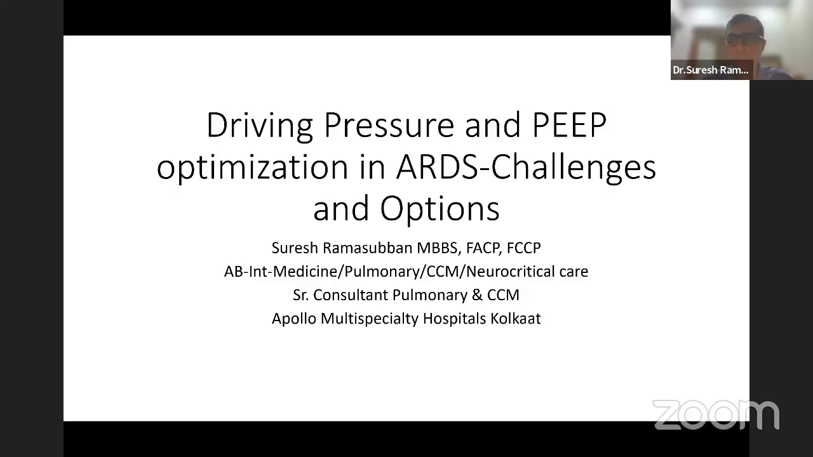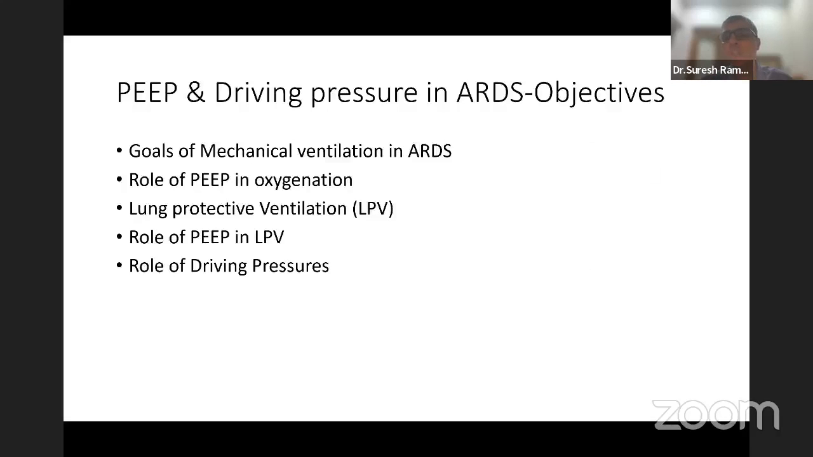The objective of my talk is to give a brief about what the goals of mechanical ventilation are. Where are we as far as the role of PEEP in oxygenation is concerned? What's the concept of lung protective ventilation, and where do PEEP and driving pressure fit into lung protective ventilation? Obviously there's no consensus as of yet, but there might be some data. The European ESICM has come up with a consensus statement, and many other societies have come up with consensus statements on certain things to be done, and we'll just briefly touch upon that.